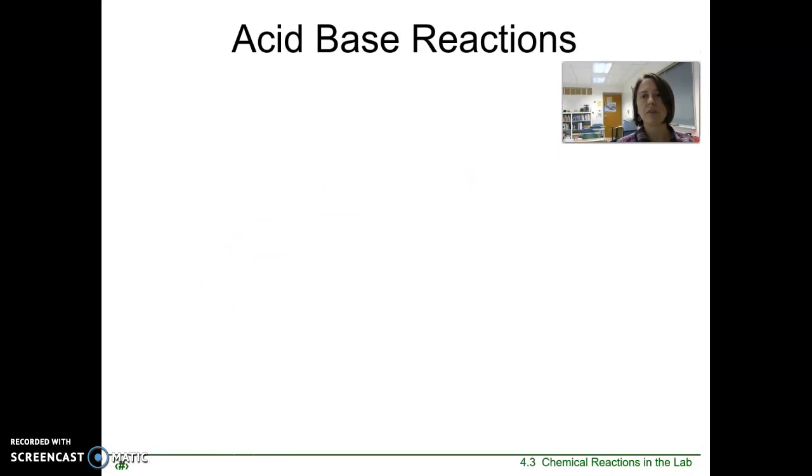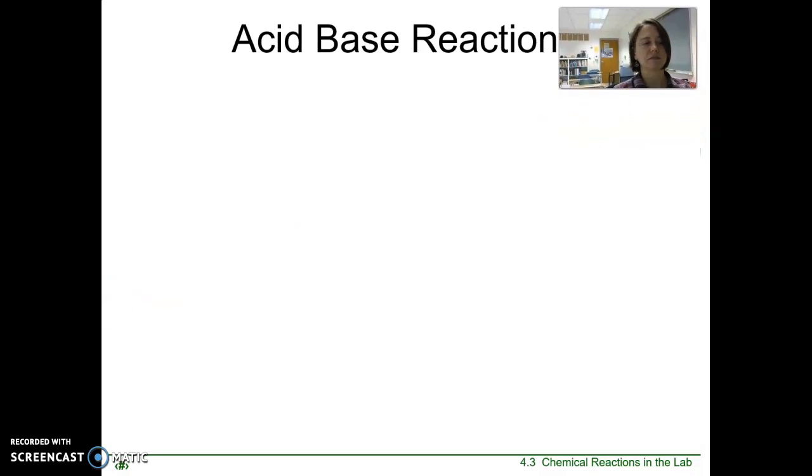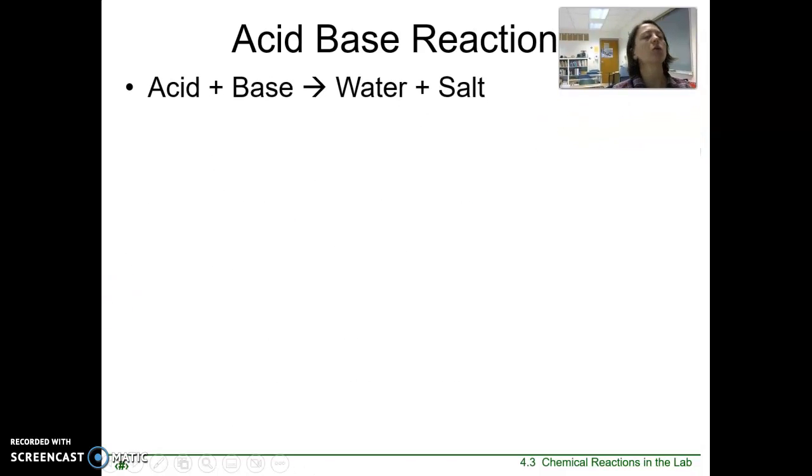So, what happens during an acid-base reaction? So, the general formula for an acid-base reaction is you get an acid and a base react to form water and a salt. So, it's not always sodium chloride. It can be, but there are so many other salts in the world.